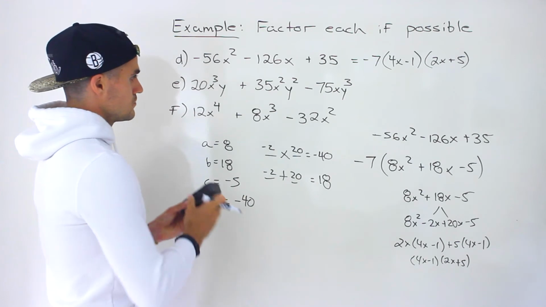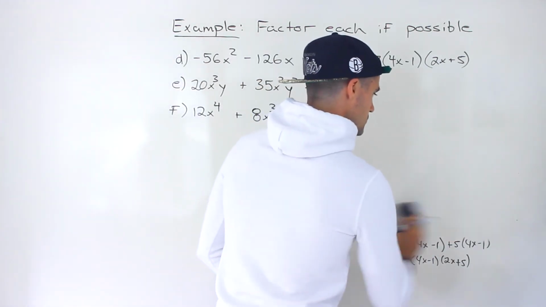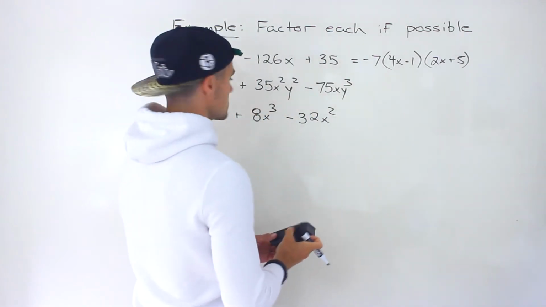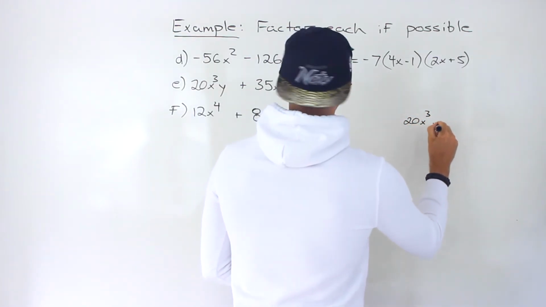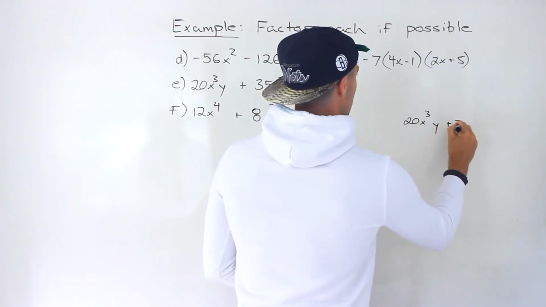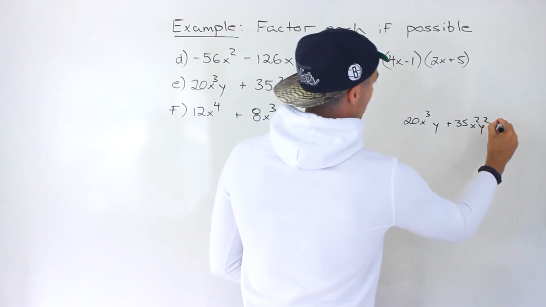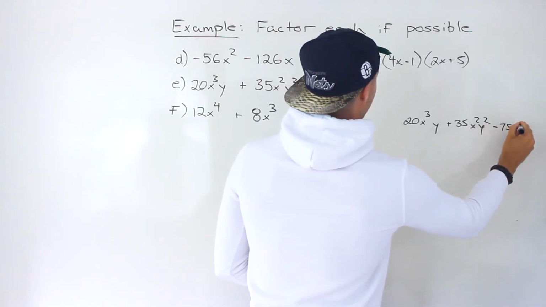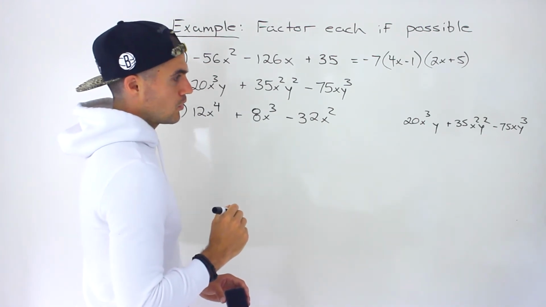All right, moving on to part E. This one's a little bit more complex. Another one of those multivariable expressions. So we got 20x cubed y plus 35x squared y squared minus 75xy cubed. Right, so more going on here.